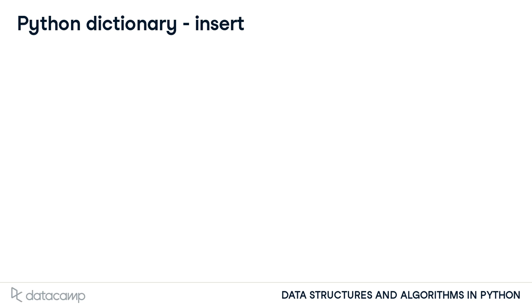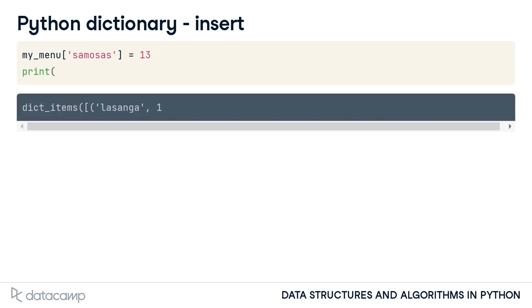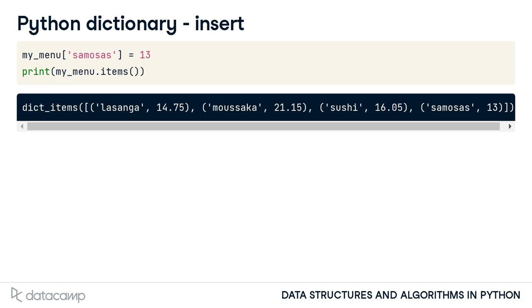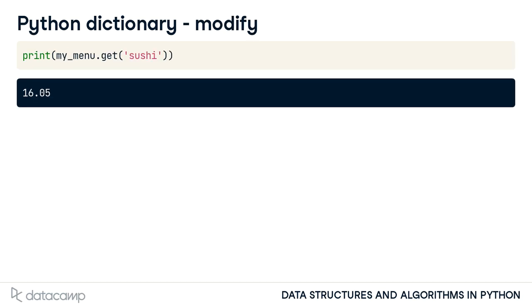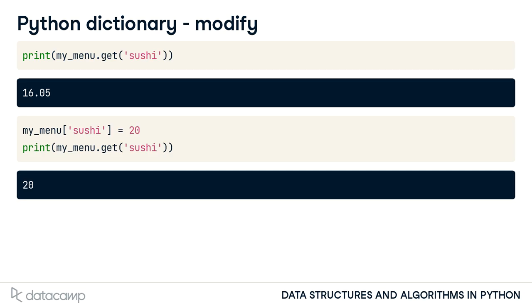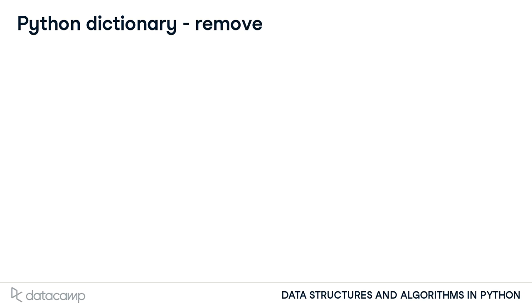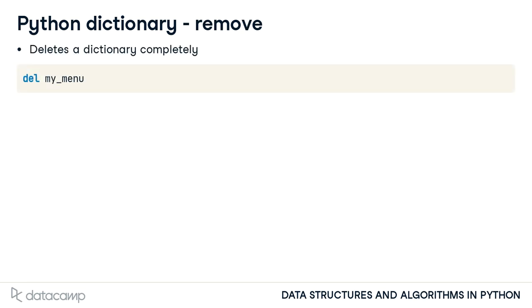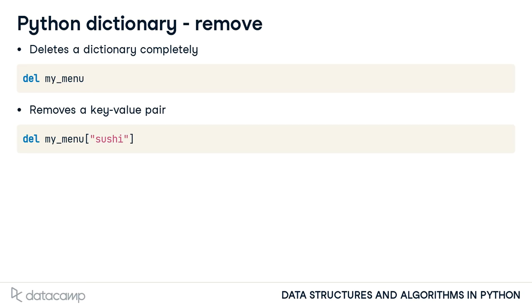To add a new key value pair, we need to specify the new key with its value, and it will be inserted. To modify the value of a particular key, we need to specify it and assign the new desired value. As we can see, the value has changed. With the del keyword, we can delete a dictionary completely and remove a key value pair by specifying the desired key. Finally, a dictionary can be emptied by using the clear method.